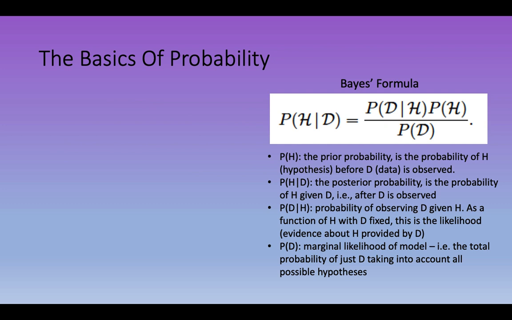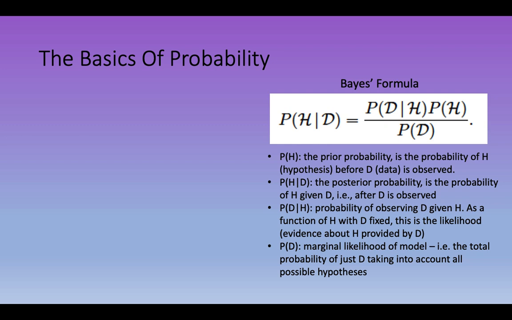The basics of the Bayesian perspective lie in Bayes' formula, which asks: what is the probability of the hypothesis given the data? That's what we're trying to figure out. The equation says that the probability of the hypothesis given the data is equal to the probability of the data given the hypothesis times the probability of the hypothesis, which we often refer to as the prior probability, whereas the probability of the hypothesis given the data is referred to as the posterior probability.